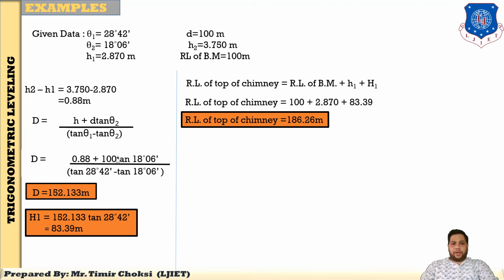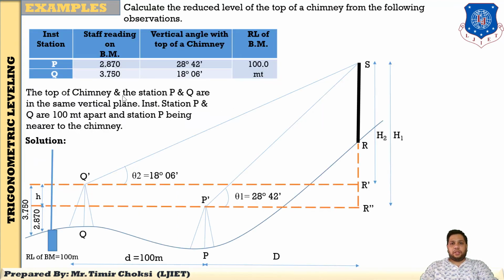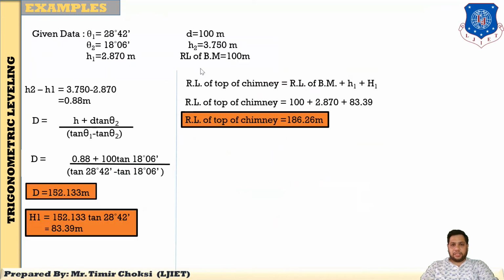So repeat this step. First, think about which type of case arises. Here case number A arises. So step number 1, draw the figure. Then write the data that is given. Then put the values in the formula of D. Then find H1 and, last, the RL of the top of the chimney. So this is our example.